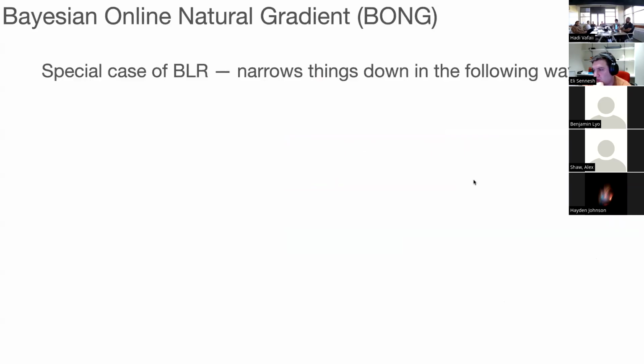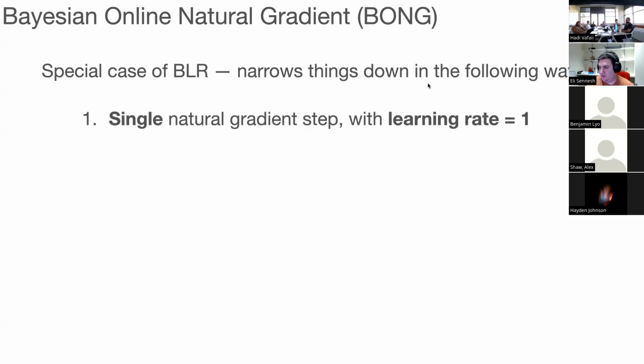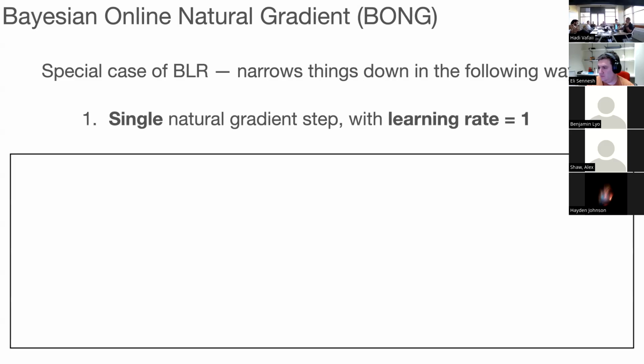All right, so let's talk about BONG. Finally, we get to the actual paper after 1 hour. Okay, it's a special case of BLR, as we saw, and it narrows things down in the following ways. First of all, it doesn't do many iterative natural gradient steps per data point. It does one single gradient step per data sample with learning rate 1.